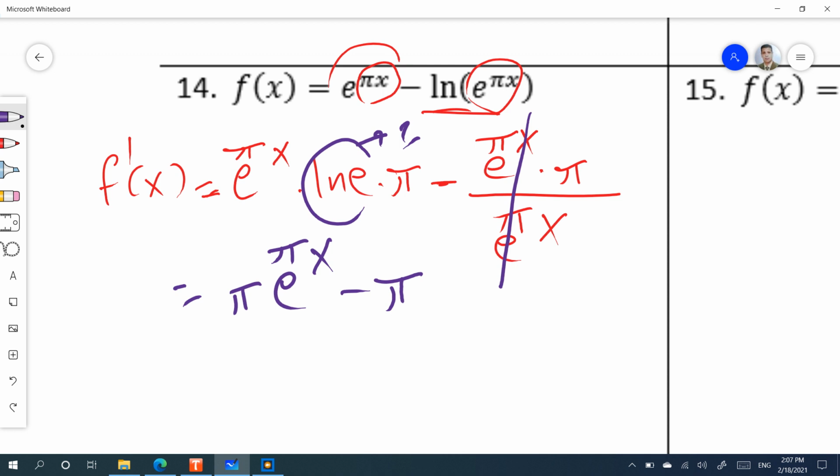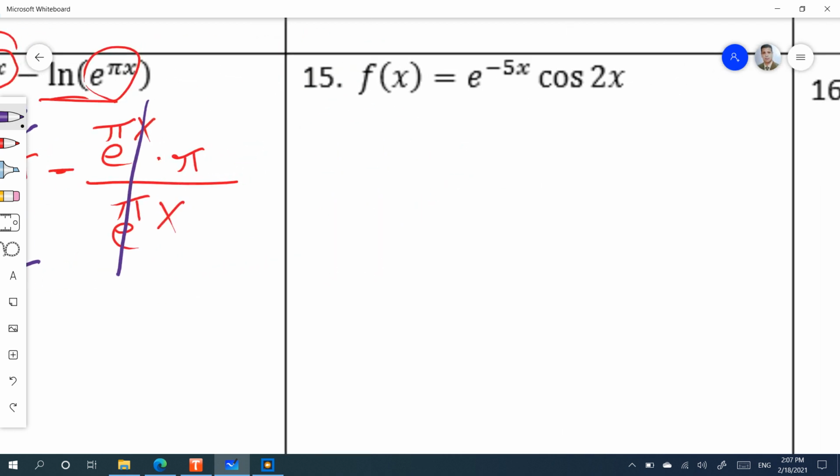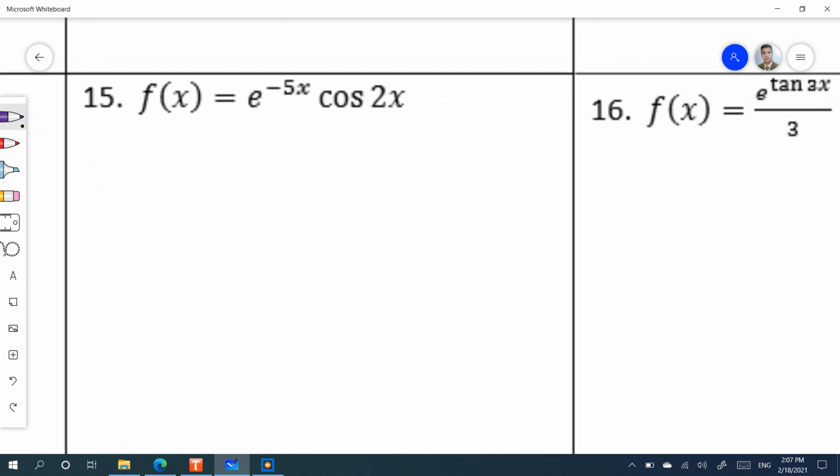Okay, this is the derivative of this function. We get to another function and try to solve it. This function, the derivative of this function equals two parts.